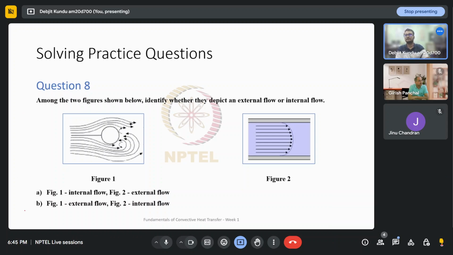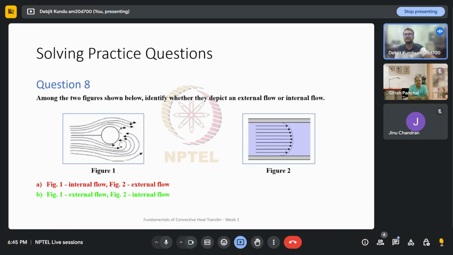Okay, so it seems that we agree that option B is correct. Figure 1 is external and figure 2 is internal. So that is indeed correct. In the first case, where we have a cylinder like this and there is a flow around it, it's only the flow near the body that matters. And one important thing is that we will assume that this body of fluid in which this solid is immersed is actually infinite.